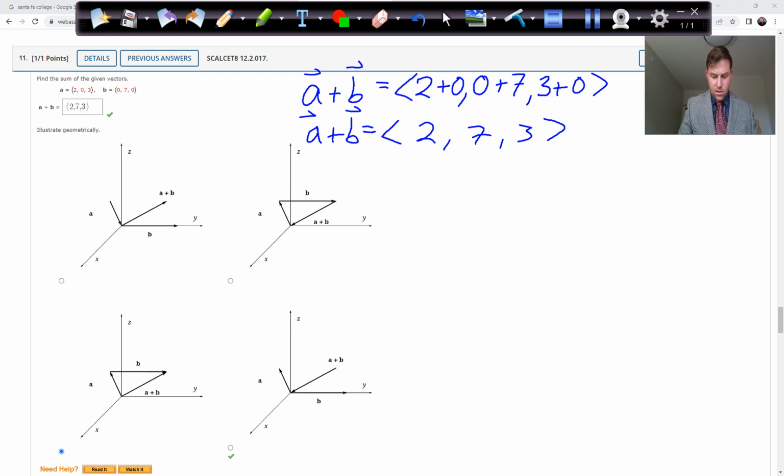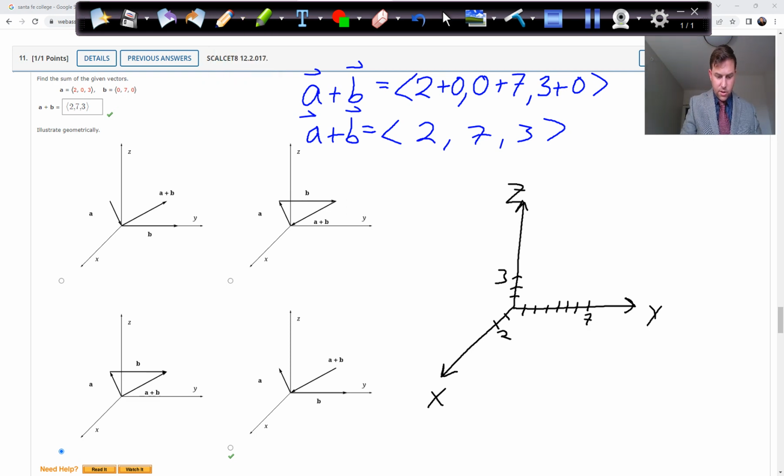Okay, so let me draw it the same way they have it, x, y, and z. And let's see, we need 2 in the x at least. And the z, the highest it goes is 3. Okay, so let's try to draw in our vectors. So let's do A in green. 2 in the x, 0 in the y, 3 in the z.